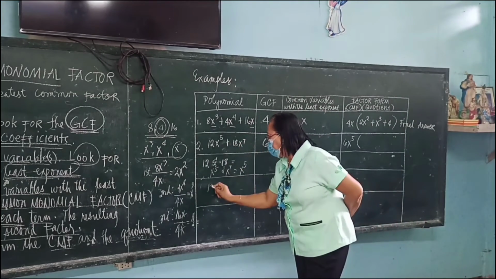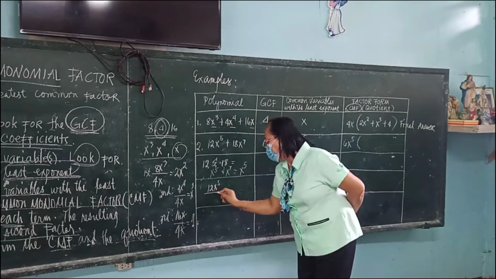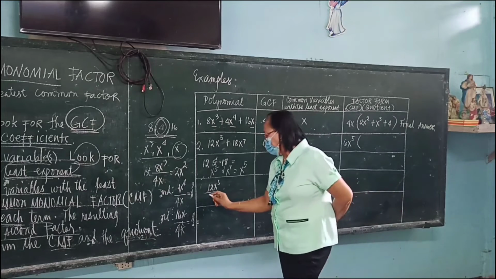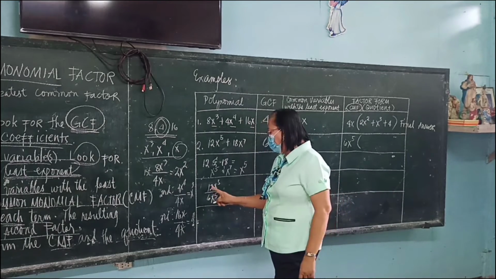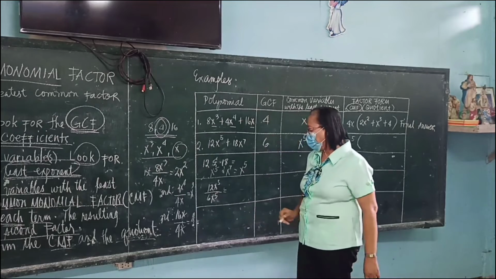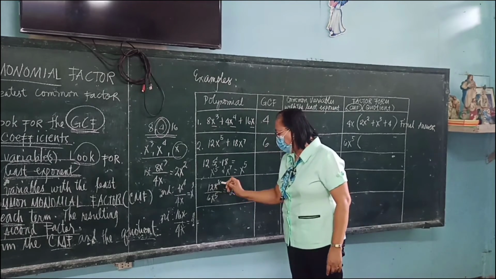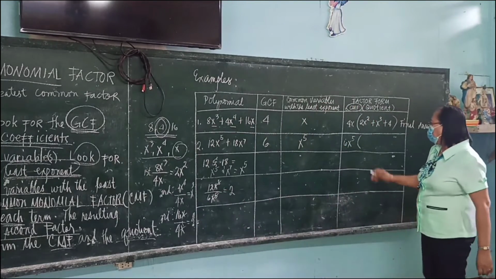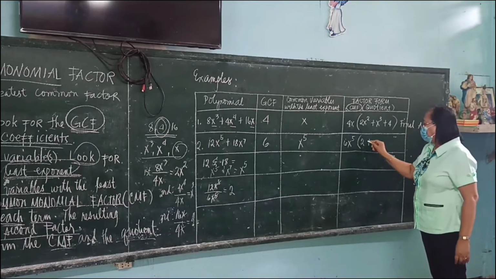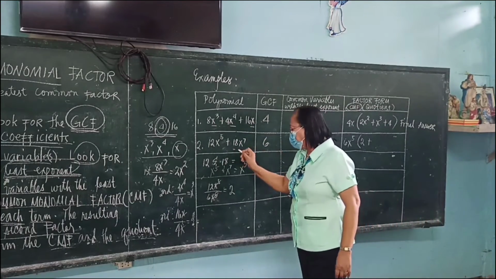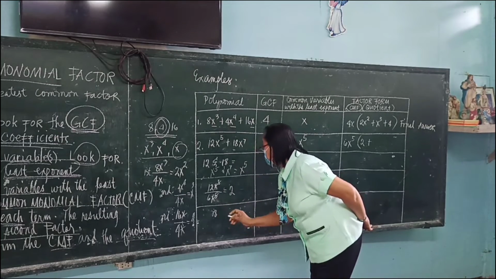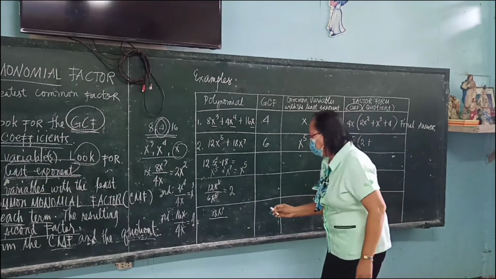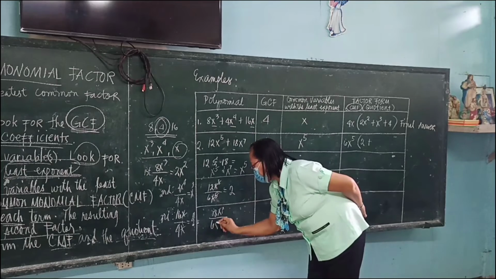So we will have 12x to the power of 5 divided by 6x to the power of 5. 12 divided by 6 is equal to 2. Cancel the x terms because both have the same exponent. That will be equal to 1. The second term is 18x to the power of 7 divided by our common monomial factor, 6x to the power of 5.